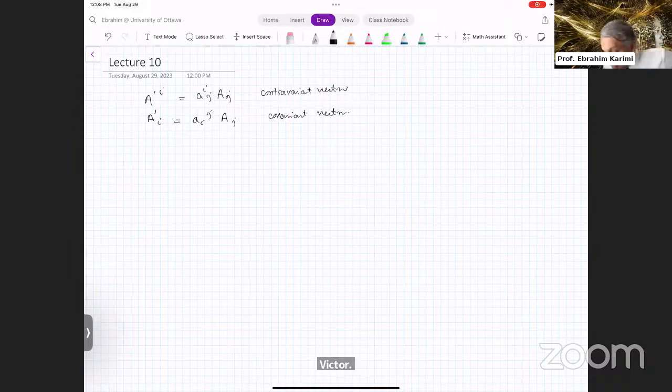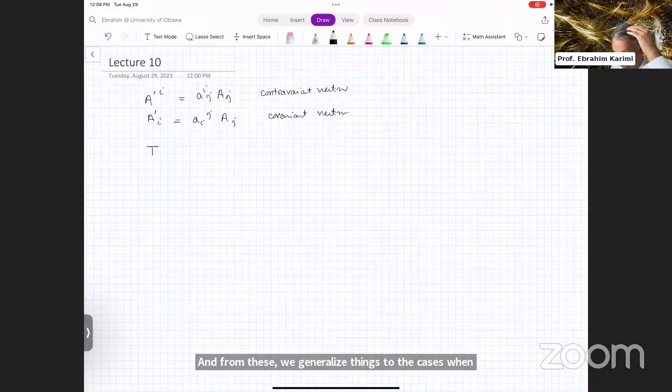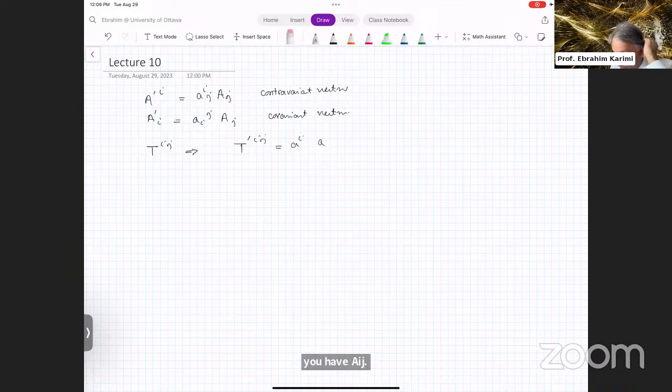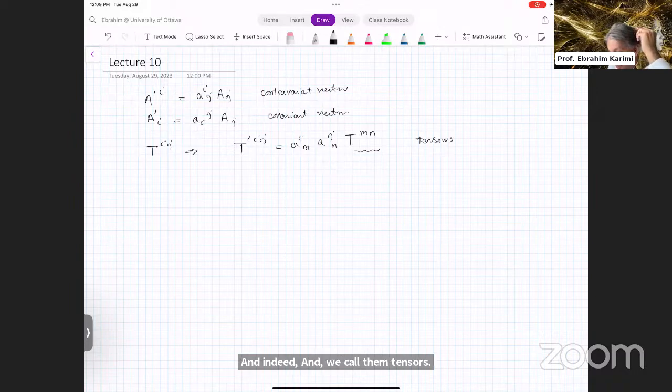And from these, we generalize things to the cases when you have two indices, like, for example, T_ij. If you look at the way that they are changing in space by changing the coordinate, that will be transformed like T'_ij equals a_im, a_jn, T_mn. Indeed, we call them tensors. And look at the number of indices that you have, and that tells us the rank of the tensor.